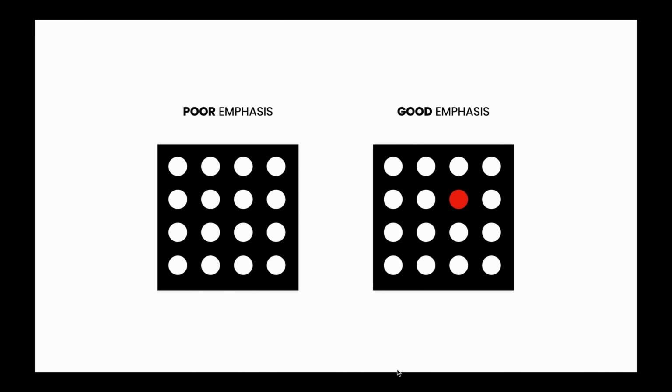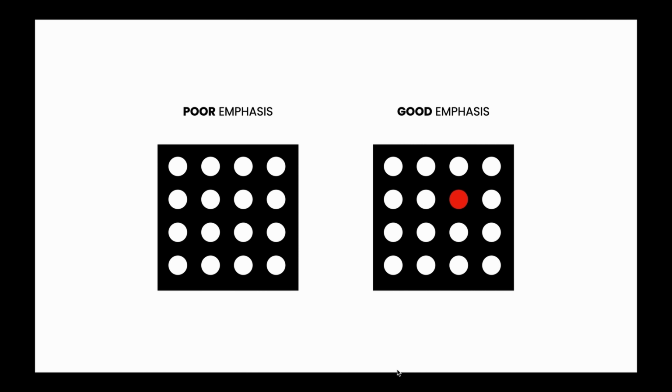Now, let's take a look at the example on the right. The red dot stands out, drawing your eye to notice it first. This is considered good emphasis. Emphasis in design can be created by difference in color, contrast, shape, size, or texture.